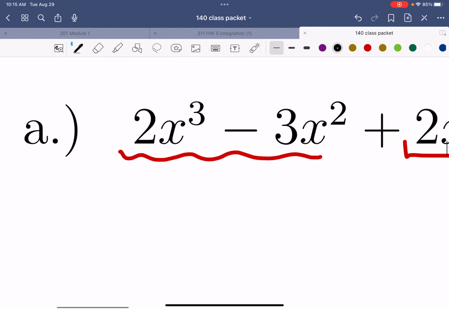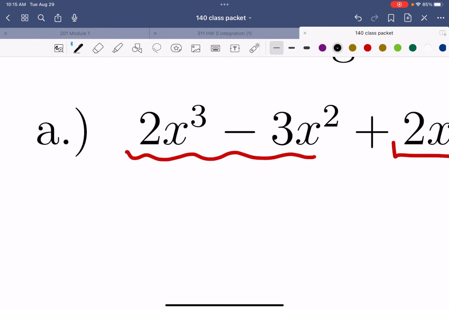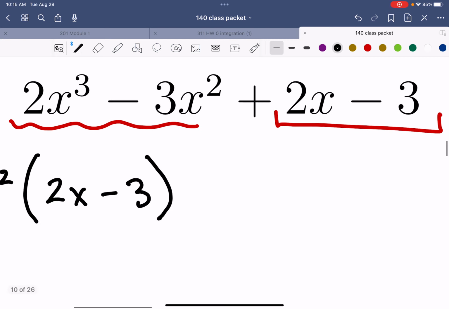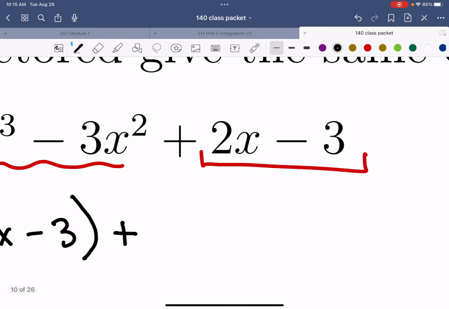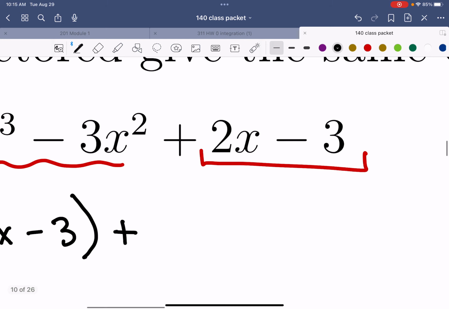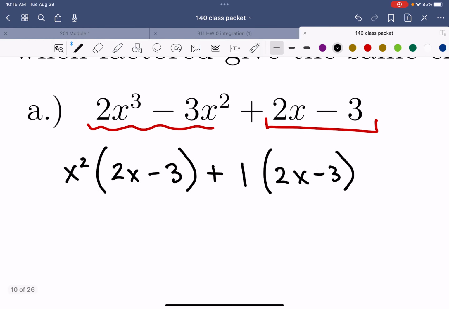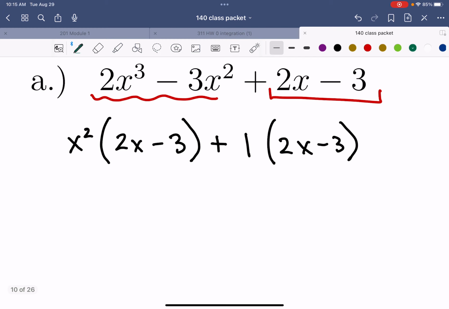And I'm going to look at just those two and say, what do those two have in common? Well, they don't have any numbers in common, but they do have x's. They both have two x's, so I'm going to pull that x squared out front. And when you take out the x squared, I'm left with 2x minus 3. Okay. Then I've got the plus sign here. And 2x and negative 3 don't have anything in common, so that's just 1 times 2x minus 3. Right? Okay, now we have two terms.